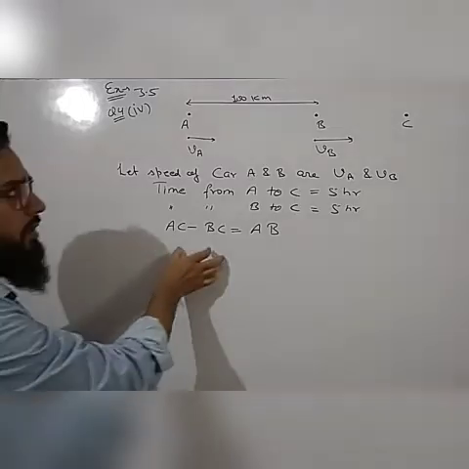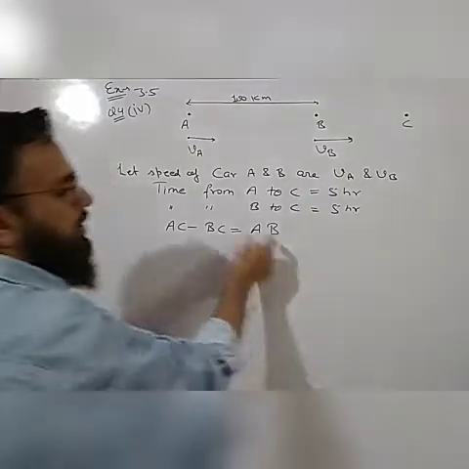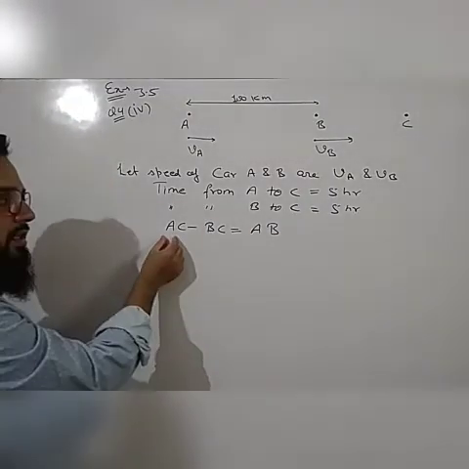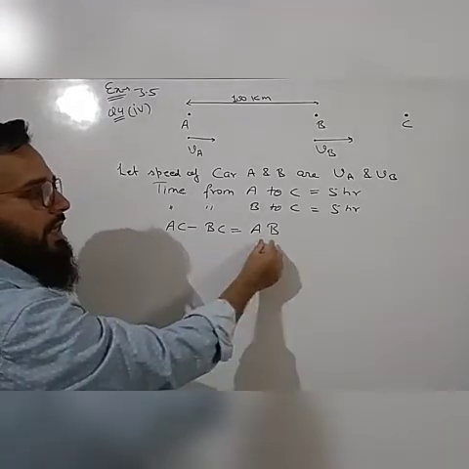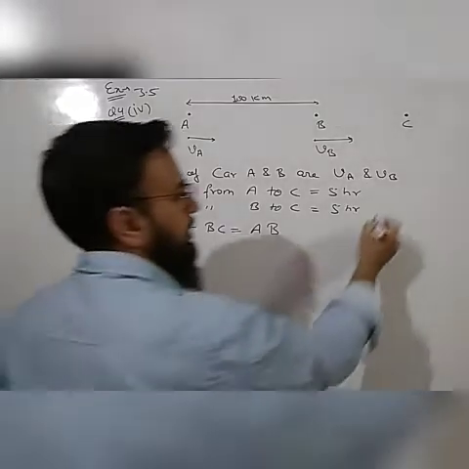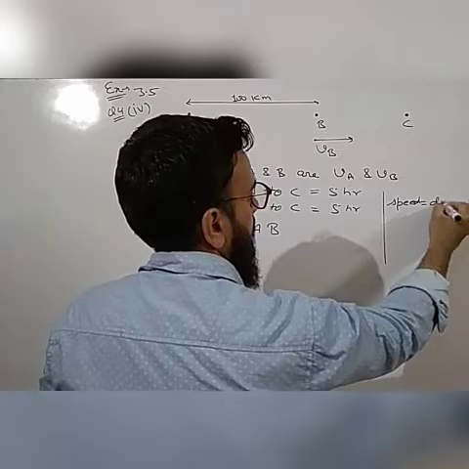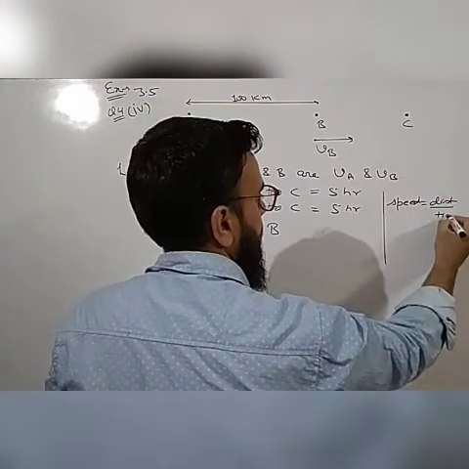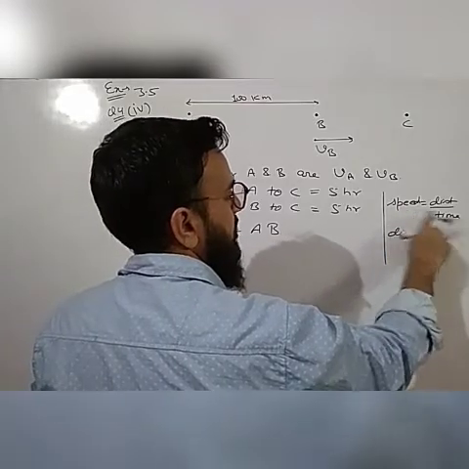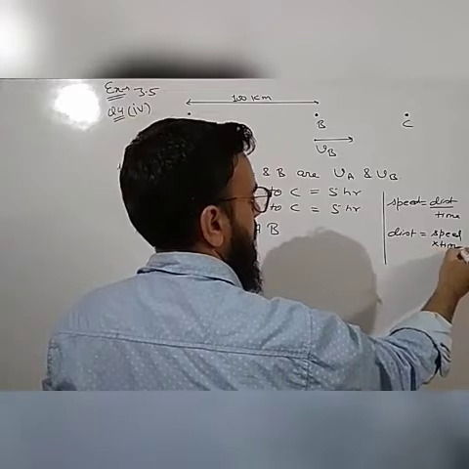Geometrically, it is correct. It is total distance AC minus BC, that will be equal to AB. AC is a distance, BC is also distance, and AB is also distance. Now, if we know the formula, what is the formula? Speed is equal to distance upon time. So what will be the distance? Distance will be equal to speed into time.